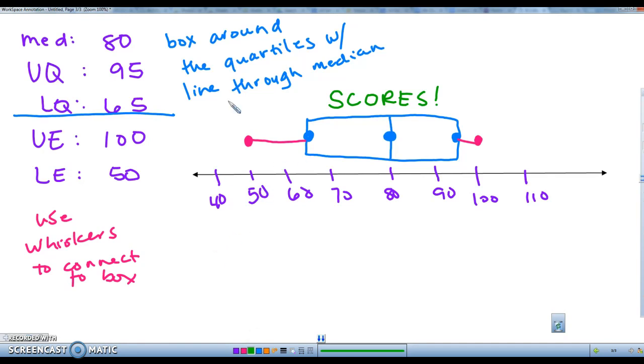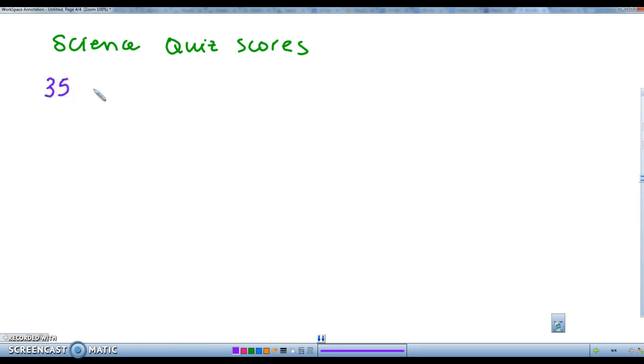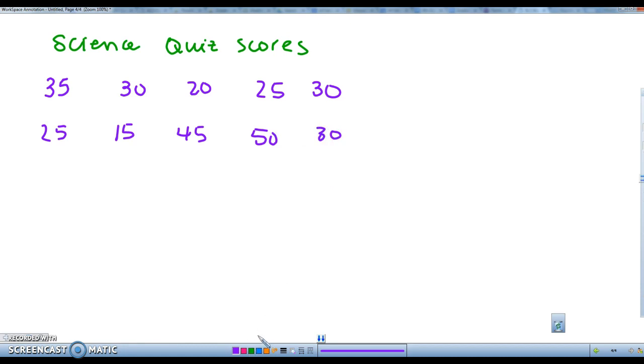So let's go ahead and look at another set of data, and we can try this one together. We'll do science quiz scores. And this particular quiz was incredibly hard. Our quiz scores are 35, 30, 20, 25, 30, 25, 15, 45, 50, and 30. So we have 10 scores to look at.